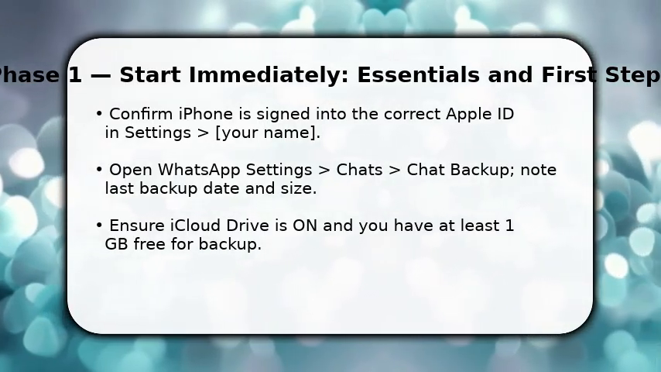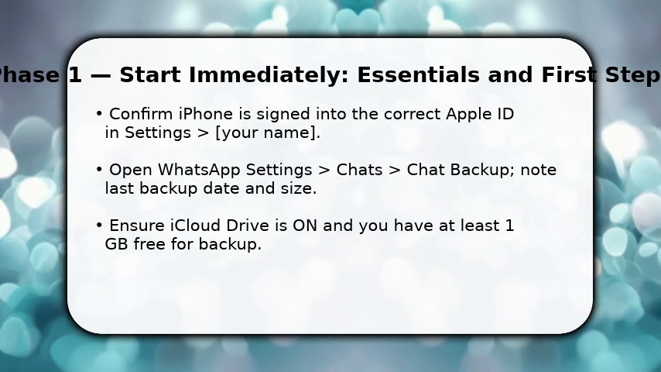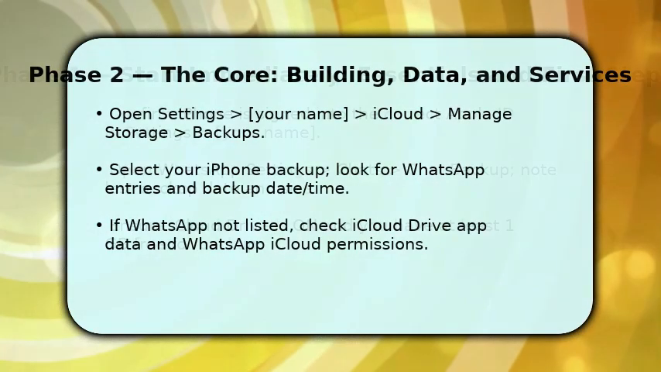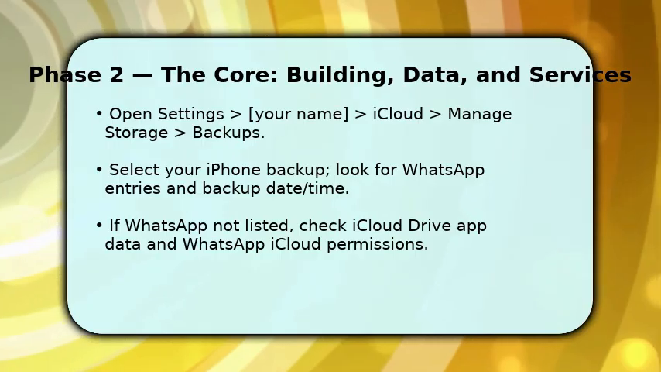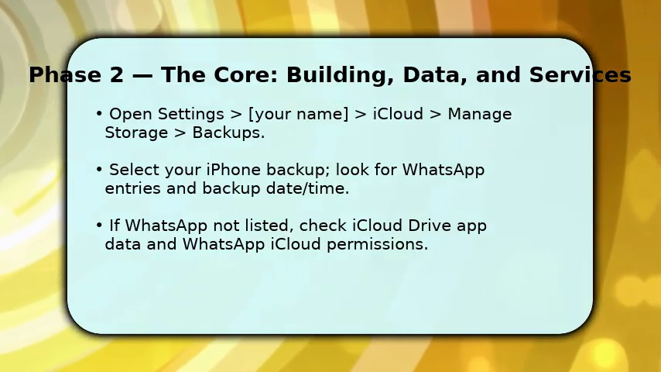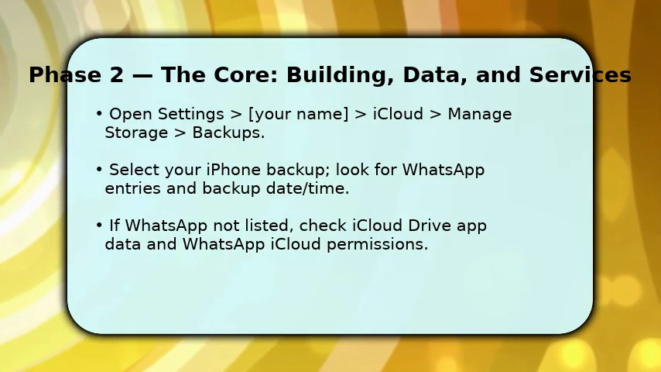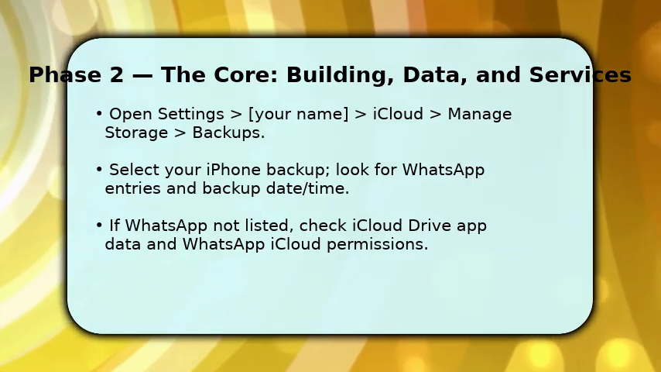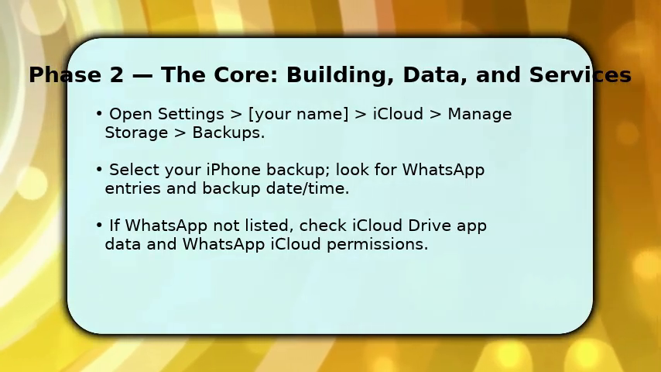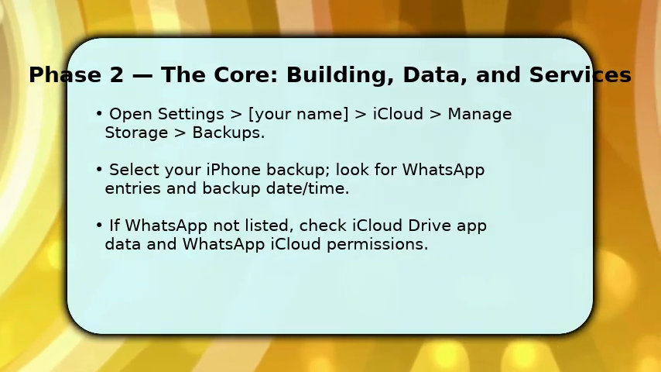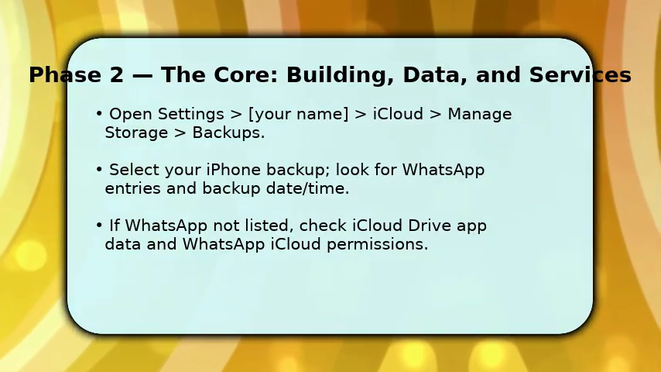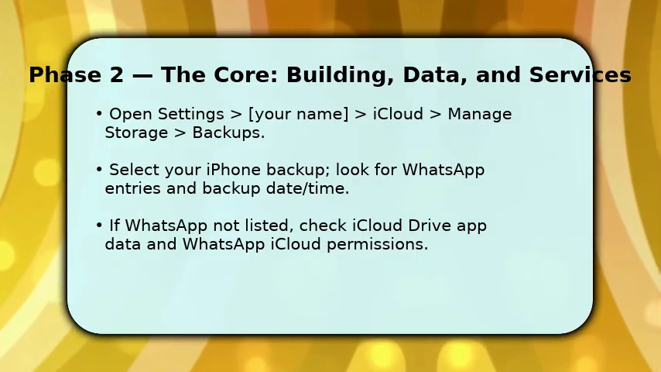Now you examine iCloud storage details to find the WhatsApp backup and understand what's inside. Go to Settings, tap your name, then iCloud and choose Manage Storage. Select Backups and pick your device. You'll see app-specific data. Look for WhatsApp or a flagged size that matches what you saw in WhatsApp. Make sure iCloud Drive and WhatsApp are allowed to use iCloud. If you don't see WhatsApp listed, that explains why you can't view a backup yet.